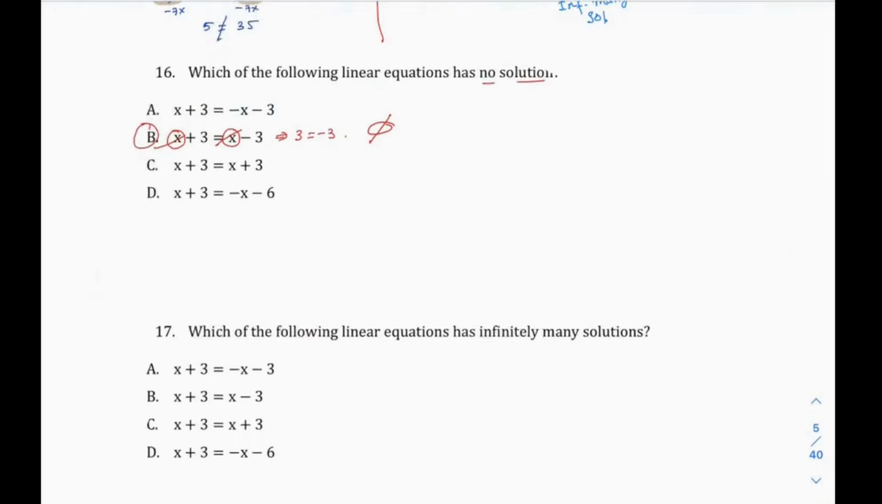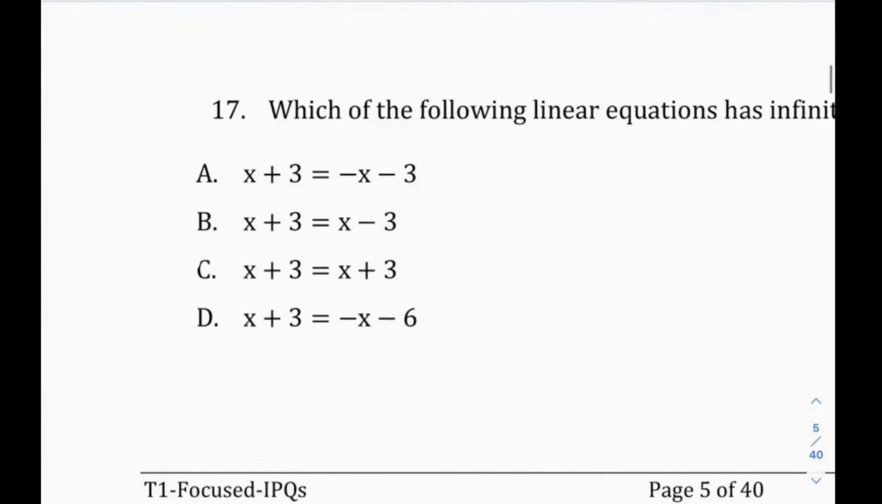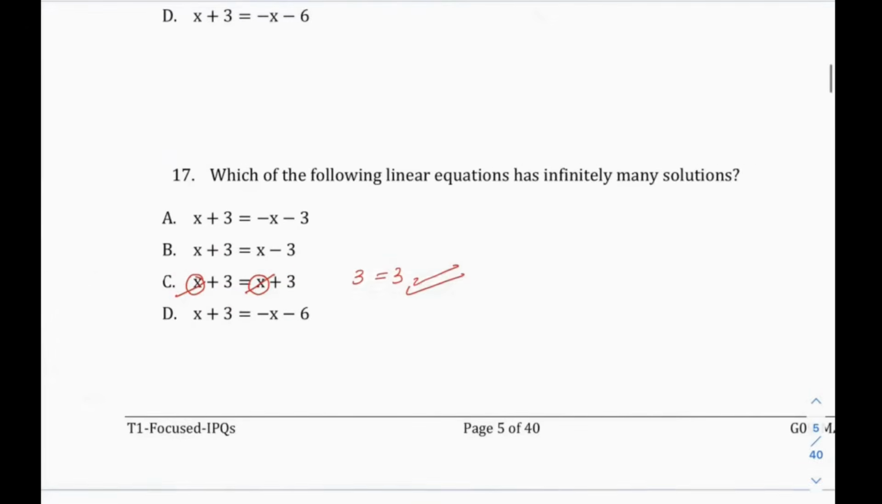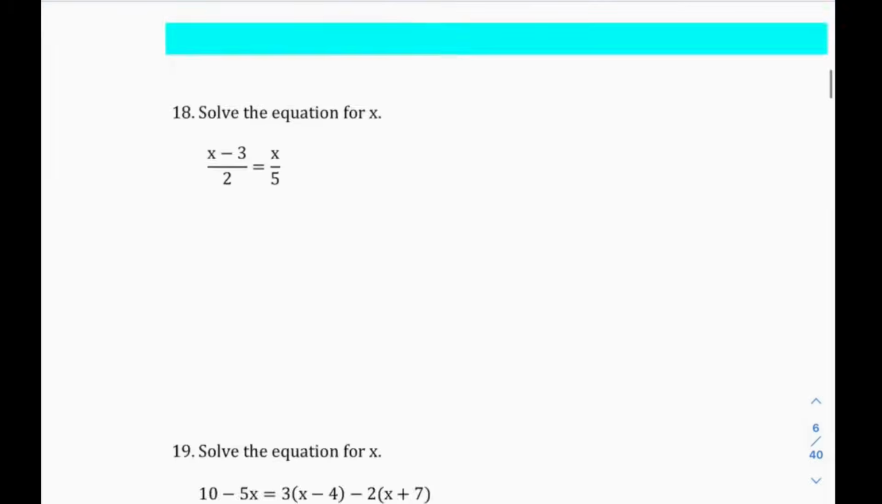But for this case, for example, here there's an x here, x there. If you cancel them, you end up with 3 equals 3, which is always true. No variable appears, and the right-hand side is equal to the left-hand side. That means this will be infinitely many solutions. So read the question carefully. Infinitely many solutions is different than no solution. But in both of them, the variable will disappear.